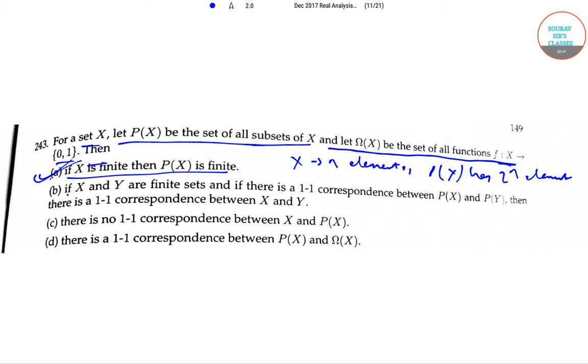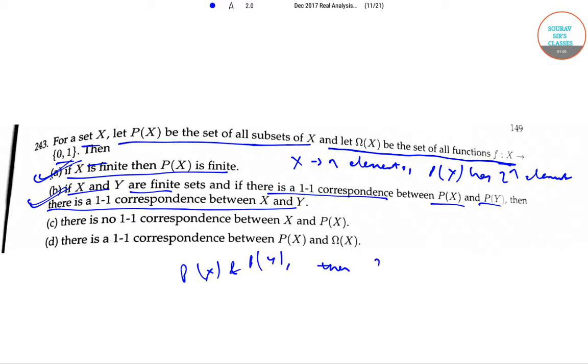Option B, if X and Y are finite sets and if there is a 1-to-1 correspondence between PX and PY, then there is a 1-to-1 correspondence between X and Y. Again, this is correct since if there is a 1-to-1 correspondence between PX and PY, then 2 to the power |X| is equal to 2 to the power |Y|, which implies |X| is equal to |Y|, and hence there must exist a 1-to-1 correspondence between X and Y.